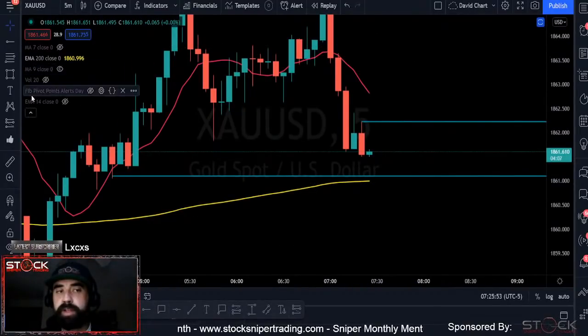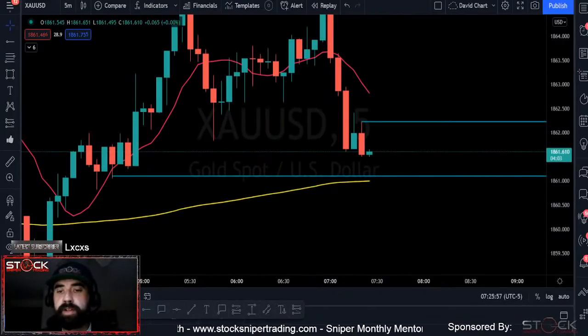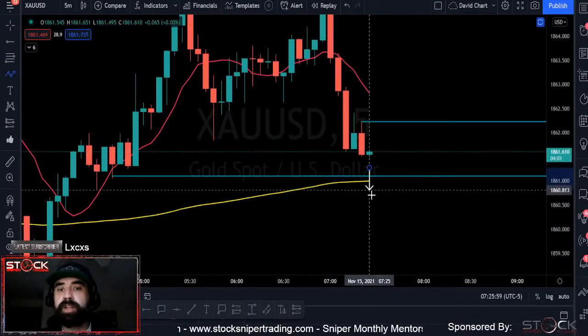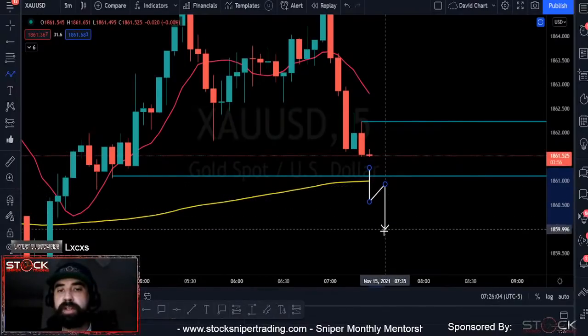I don't think it's going to be, there it is, it's below. Okay, I'm only looking for these types of things when we're starting to break down to the downside. Okay, we need to break the 200, retest it, and then we're going to have our continuation.